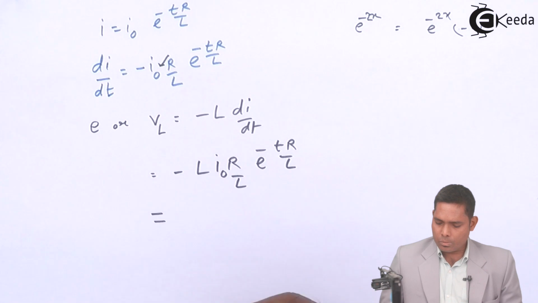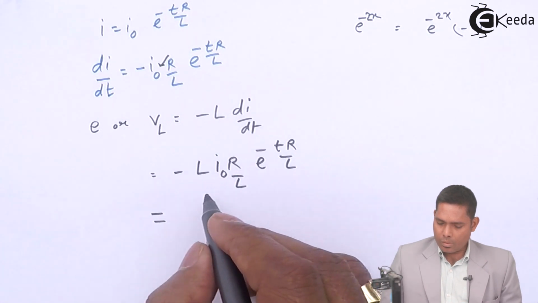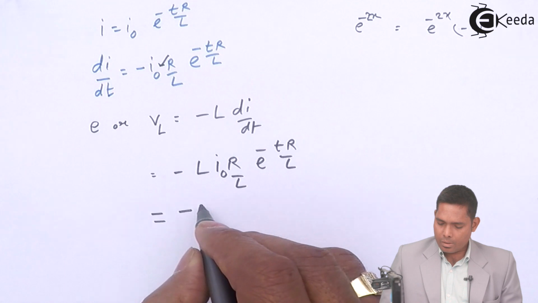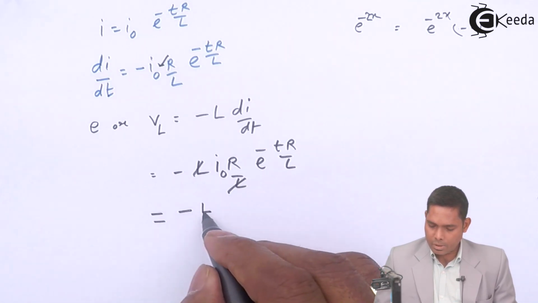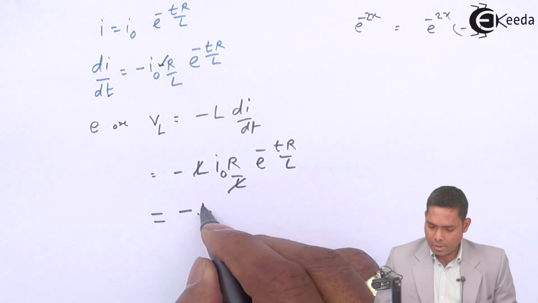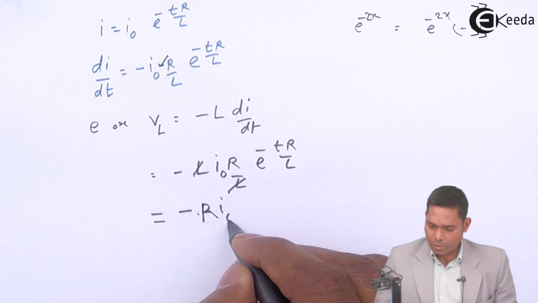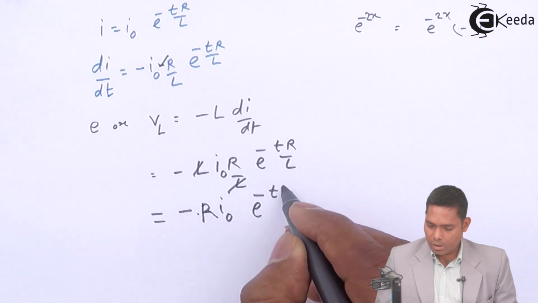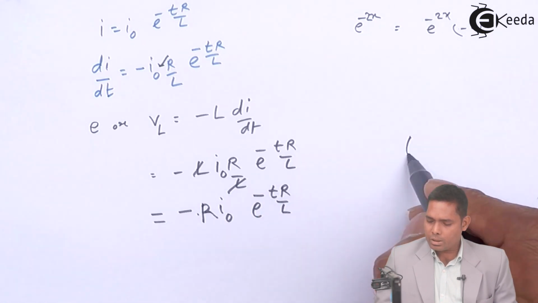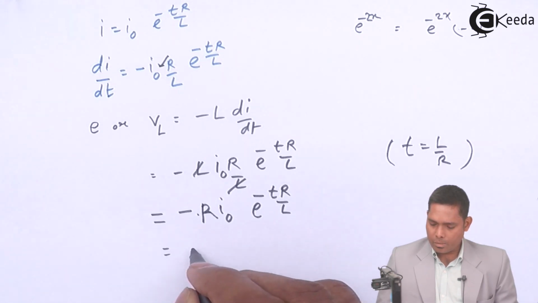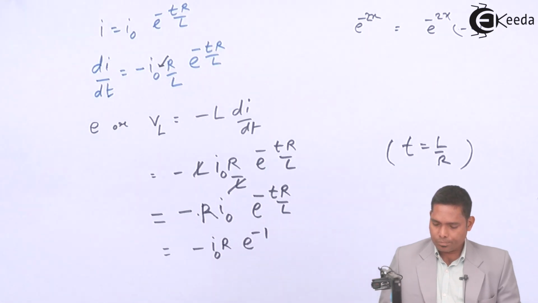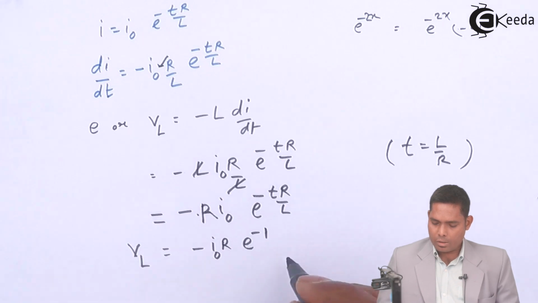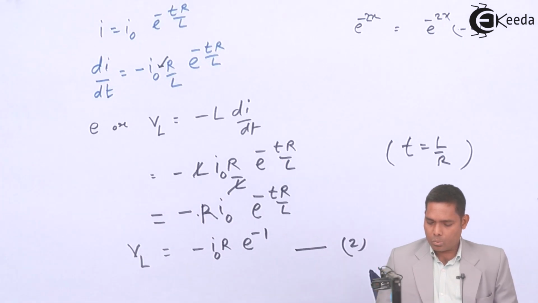So this equals minus L, and this L will cancel out, and I'll write R and I naught e raised to minus t R over L. Again I will put the time equals L over R, given, and I'll get minus I naught R e raised to minus 1. This is your VL, that is equation number 2.